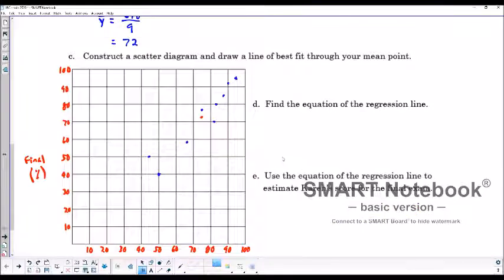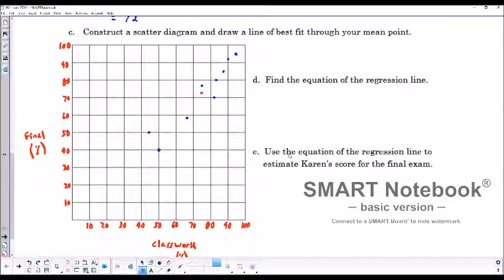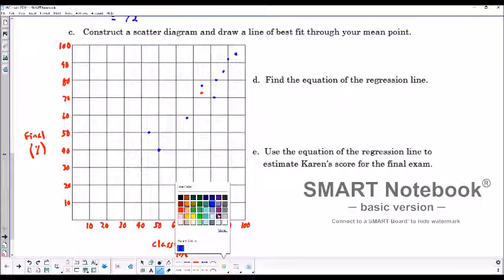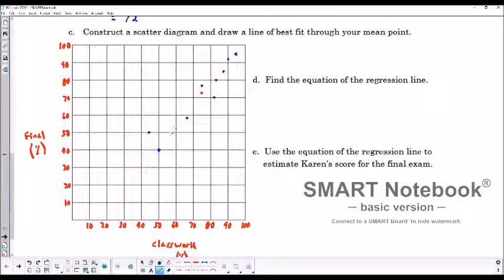Okay, so there is the scatter plot. I've plotted all the points for you. The red point in the middle is the mean point. And so now what we need to do is draw a line of best fit on there and just see where this line will fall. I'm not sure, maybe I'll go with green here. And we have to make sure it goes through the mean point.